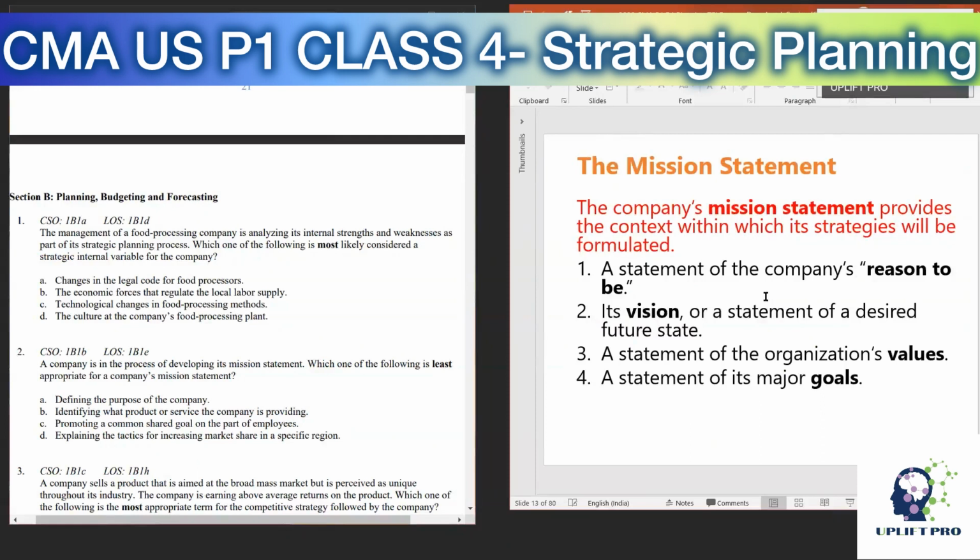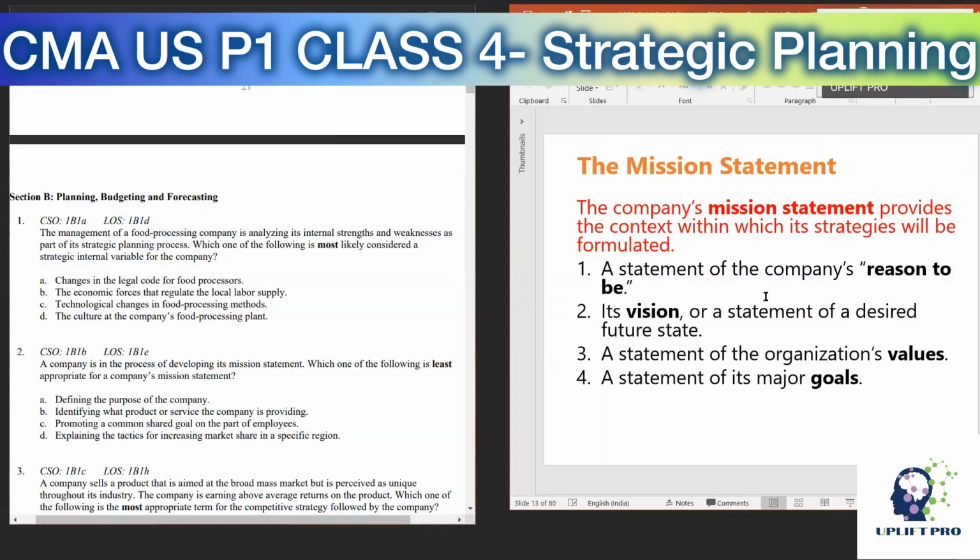Okay. So defining the purpose of the company. Why is the company in existence? That is a mission statement. Identify what product or service the company is going to deal with. That is again mission. So am I going to provide a particular service or a particular product? It is to sell, let us say, cars. Promoting a common shared goal on the part of employees. So I want all the employees to work towards making the company a $5 billion company when we sell the cars. So all these three are missions. They are related to your mission statement.